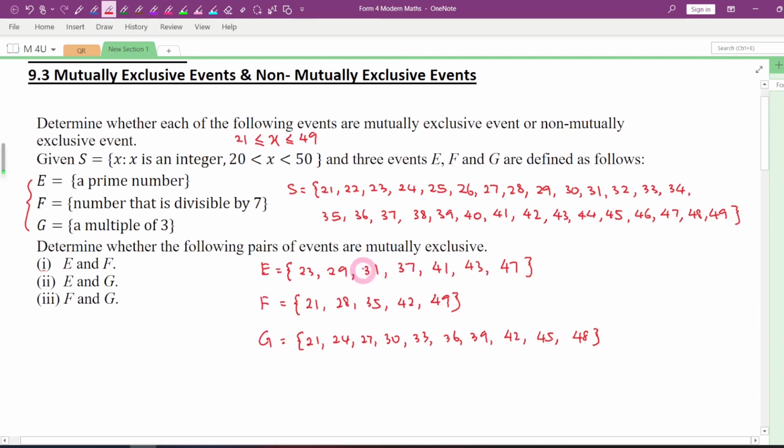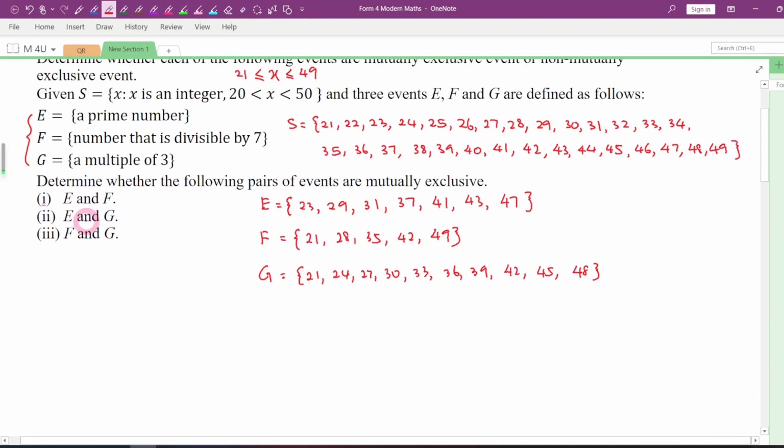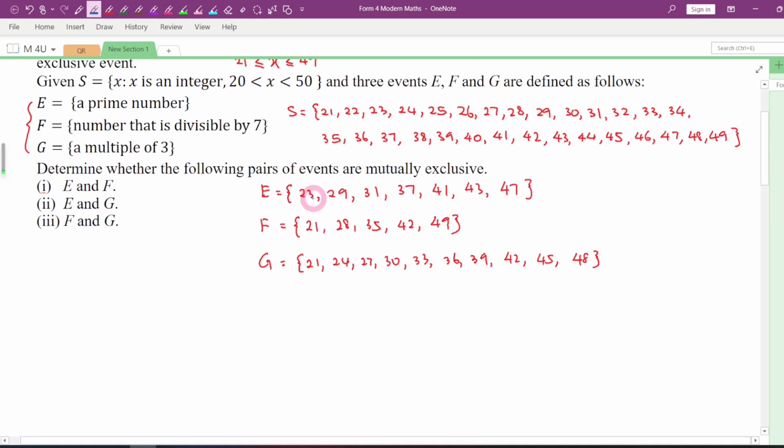Now we can start to determine whether set E and set F, this event E and event F, are mutually exclusive or non-mutually exclusive. Let's look at E and F first. Let's focus on these two. Do these two sets have any common element? Let's look at 21 here. We don't have 21. 28, we don't have 28 over here. 35 no. 42 no. 49 no.